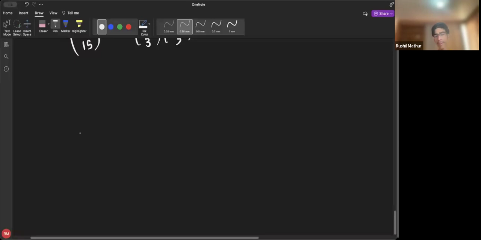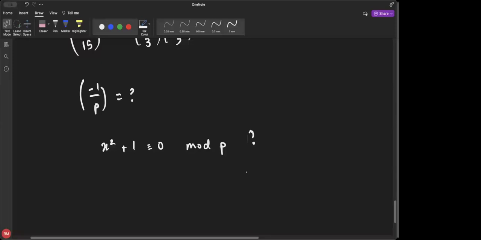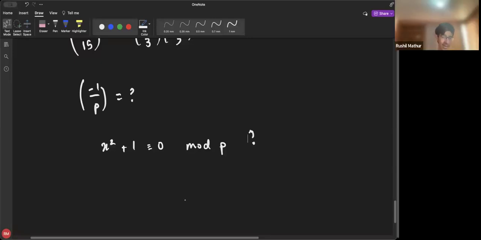Anyway, before we got to this, maybe something I should have spoken about is what is (-1/p)? So basically, when is x squared plus 1 congruent to 0 mod p? When does this have solutions? Has anyone seen anything of this sort before? P equals 2? In general, we will ignore that through this lecture.